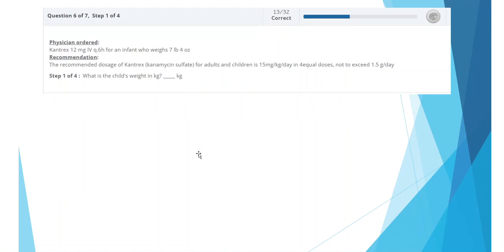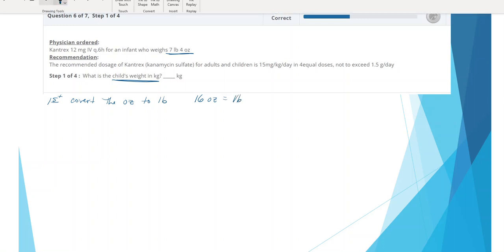Okay, so this one's a little bit different. Again, we're looking at infants. Notice that this infant weighs 7 pounds 4 ounces. And again, this first part of this question is asking for the child's weight. This is a multi-step process. So first, we've got to convert the ounces to pounds. And we know that 16 ounces will equal 1 pound. I can never write 1 pound right. Try that again.